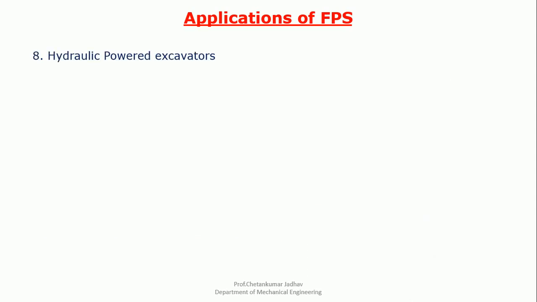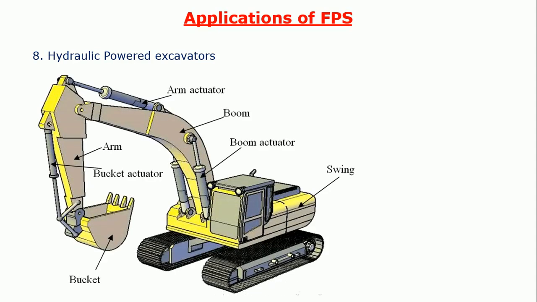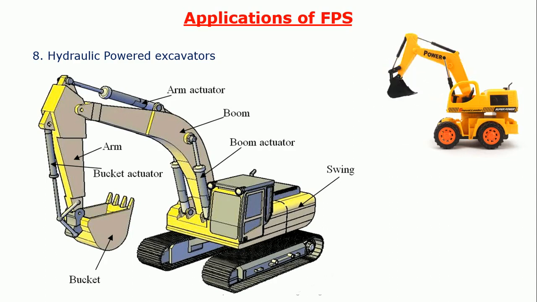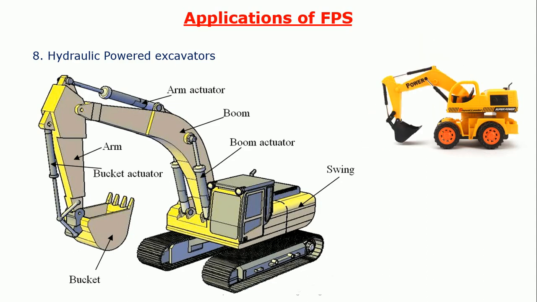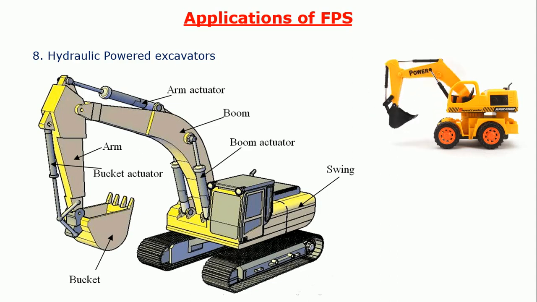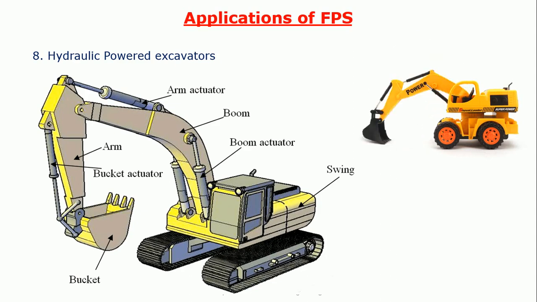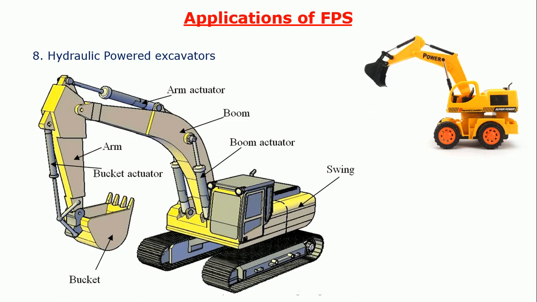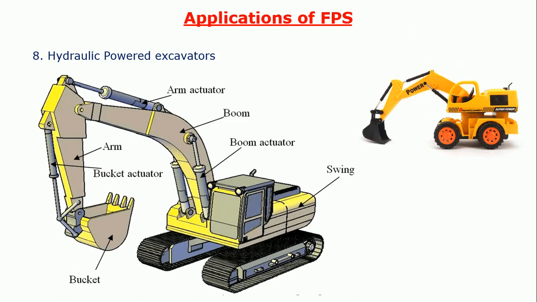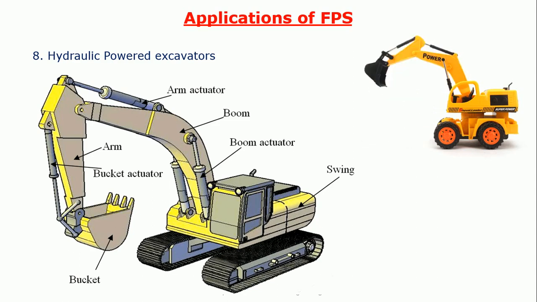Students, the next application of fluid power system is the hydraulic powered excavator. The function of this excavator is to remove soil from the earth's crust. It has different parts like the excavator bucket, excavator arm, sometimes also called the excavator stick, and the excavator boom. The movement of these components is controlled by hydraulic actuators.